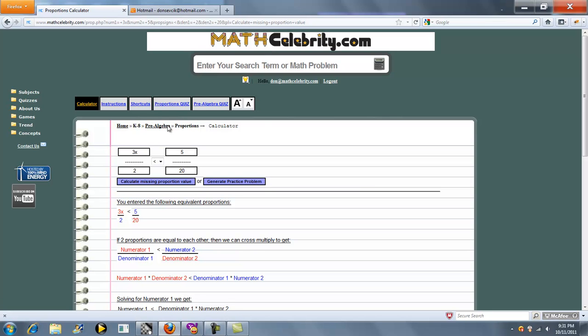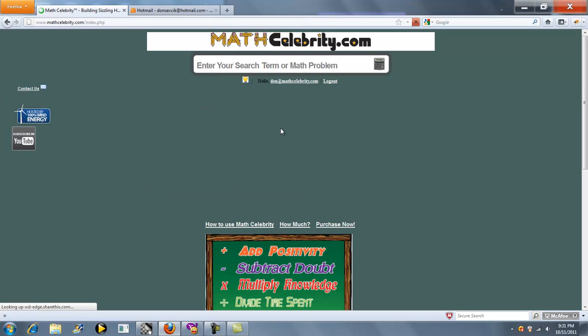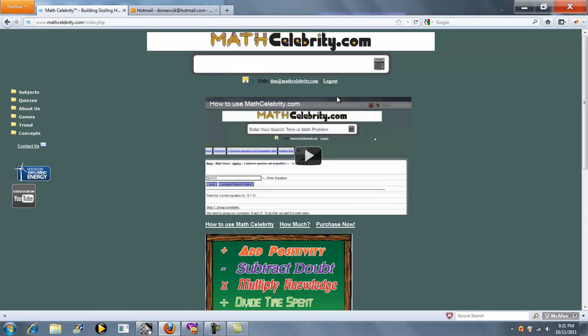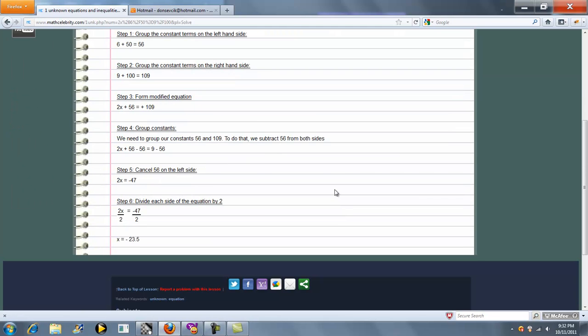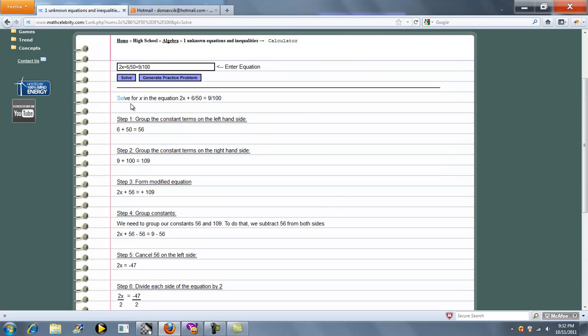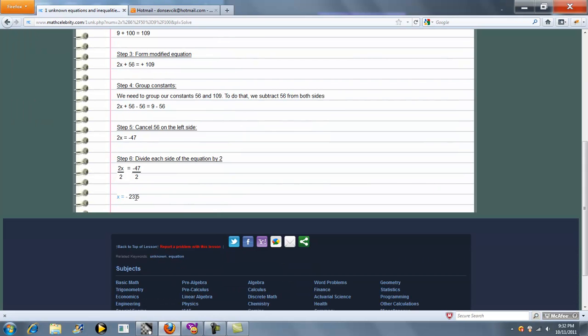So we'll do one more where we add a constant. And this time we'll do a shortcut as well. Let's do 2x plus 6 divided by 50 equals 9 divided by 100. This time we route to our one unknown equation solver lesson and we get to our final solution.